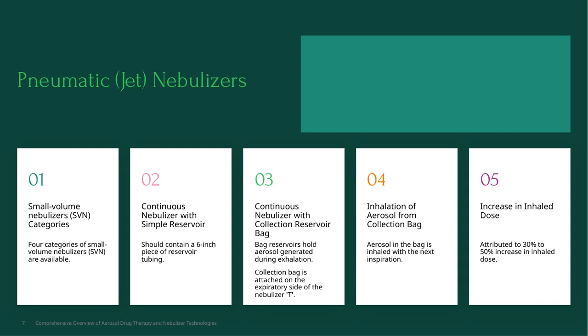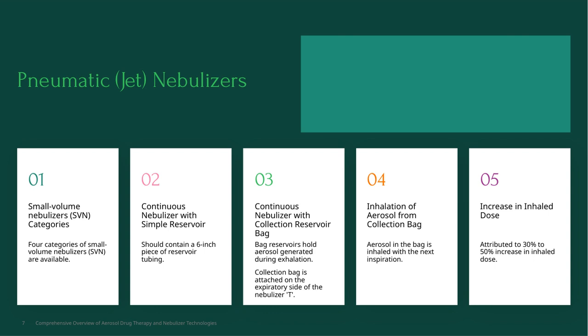Let's take a closer look at the small volume nebulizers, or SVNs, and the different categories available. There are 4 main types of SVNs that we typically see in practice. The first category is the continuous nebulizer with a simple reservoir. It's important to note that this type should contain a 6-inch piece of reservoir tubing to ensure proper function. Next, we have the pneumatic, or jet, nebulizers. These are quite common and work by using compressed air or oxygen to generate the aerosol.